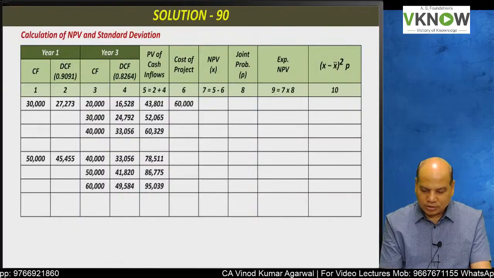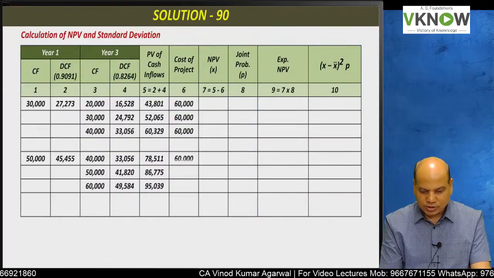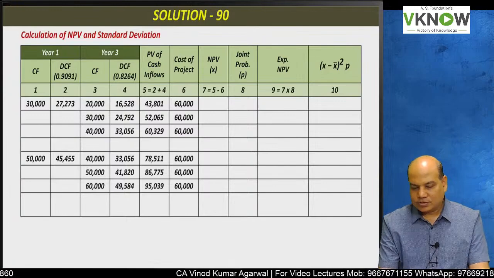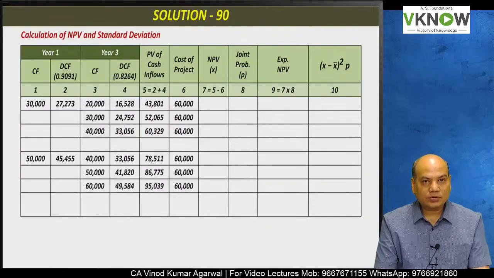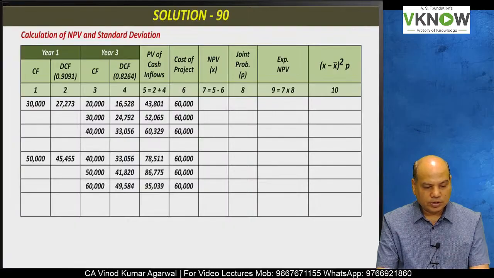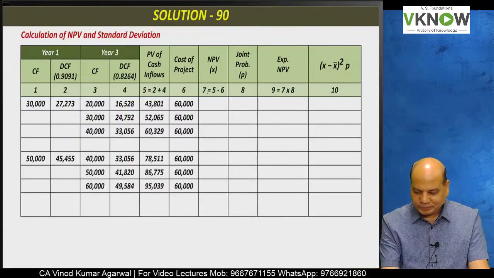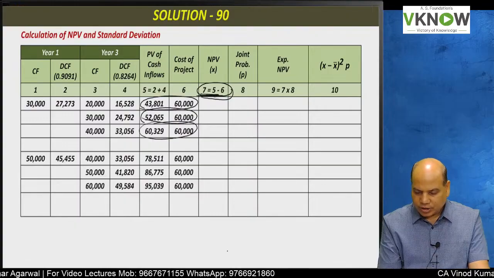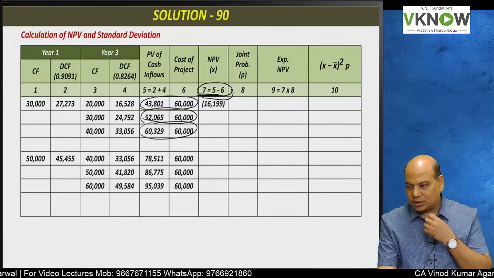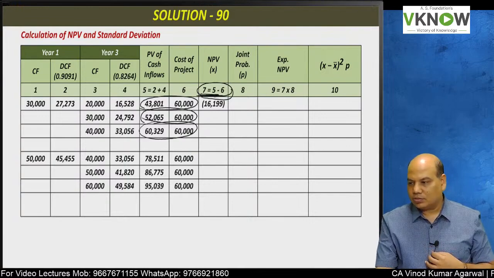Okay. Now write down the cost of the project, which is 60,000. The cost of the project is to be paid today, so 60,000 is constant. Then my dear students, column number 7 is 5 minus 6. Take the difference of these two columns and write. It can be negative, it can be positive.